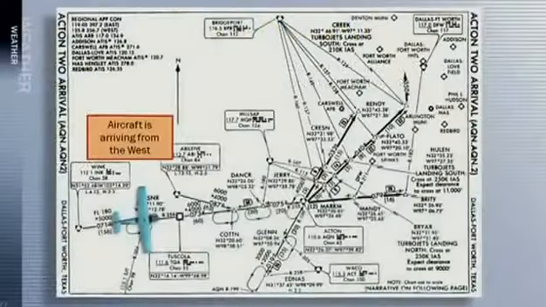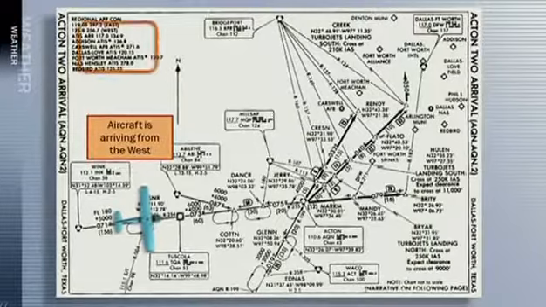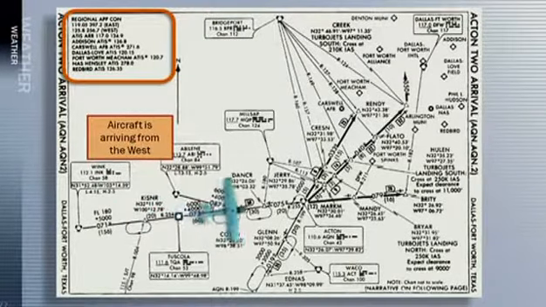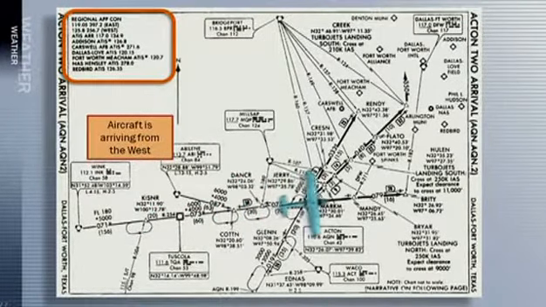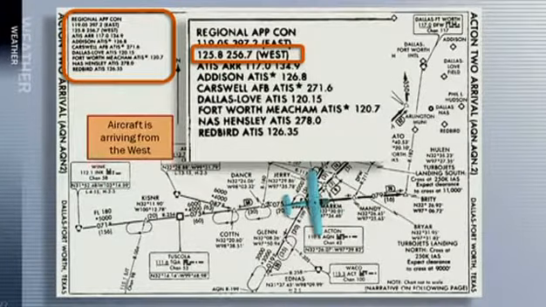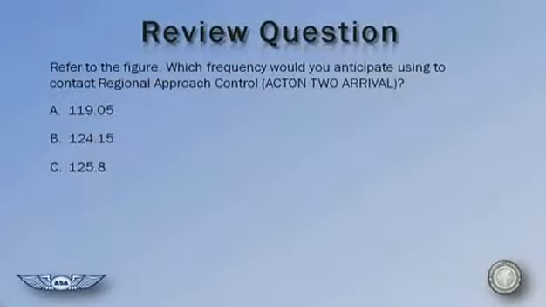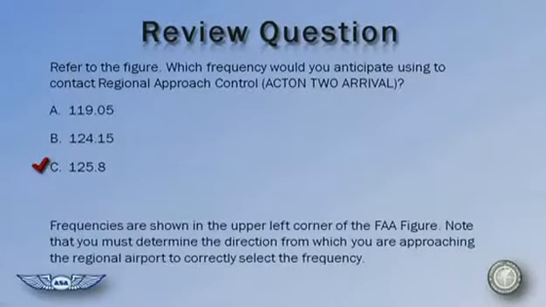Which of these 3? Okay, we look at a figure here. We assume that our aircraft is coming in from the west. In the upper left-hand corner there, we see some frequency information. We zoom into that, and if the plane, in fact, is coming in from the west, the frequency 125.8 is the correct frequency, and that answer then is C to your question.